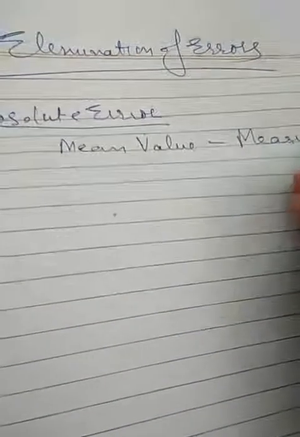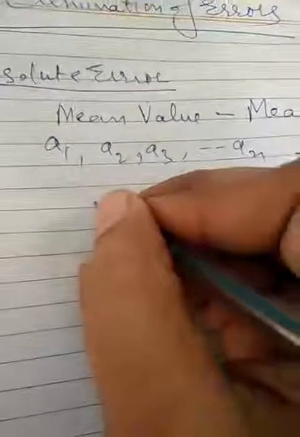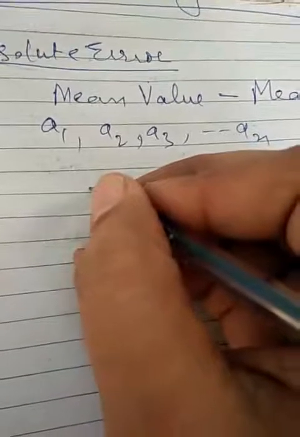An absolute error is basically defined as the difference between the mean value and the measured value. For example, if you take different readings A1, A2, A3, so on, AN, and A bar is their true value. Now let us take the mean of all these. Let us say A bar is the true value or mean value.